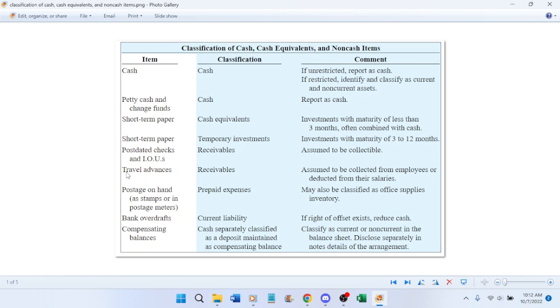We never had any example problems with that one. But anyways. Bank overdraft is a current liability. Compensating balance, cash separately classified.